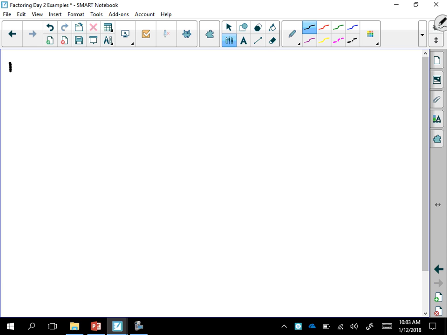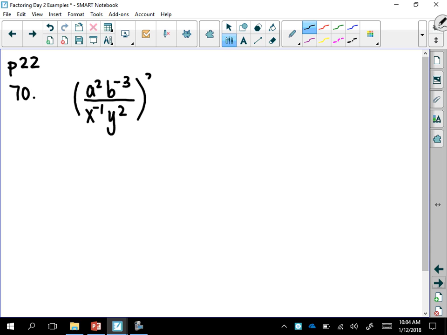This is on that worksheet that you did in class on Wednesday. It's page 22 at the top, number 70. It's an exponent rules problem. You had (a squared b to the negative 3 over x to the negative 1 y squared) all raised to the third power. And then (x to the negative 2 b to the negative 1 over a to the 3 halves y to the 1/3). And all of that was just raised to the first power, so there really wasn't anything to do with that second parentheses.